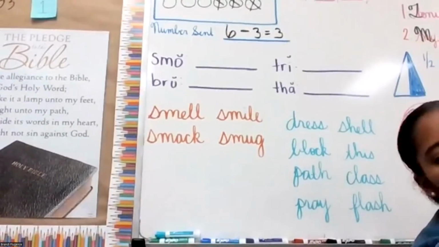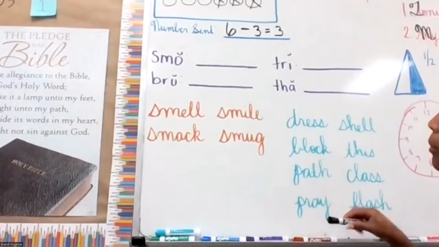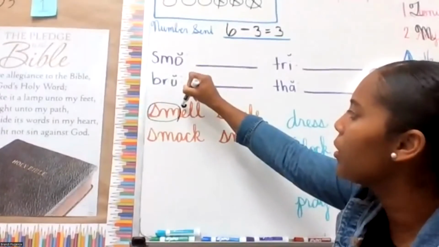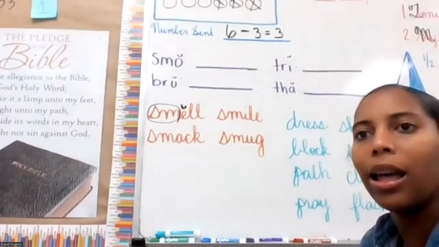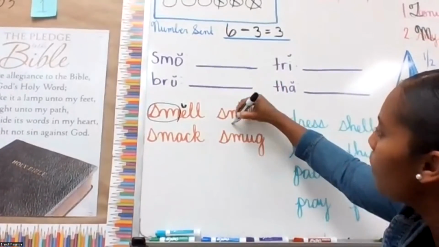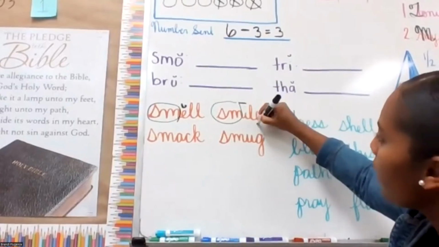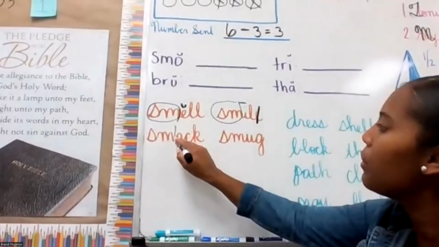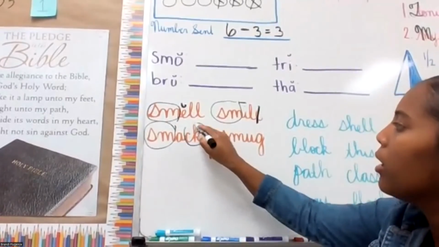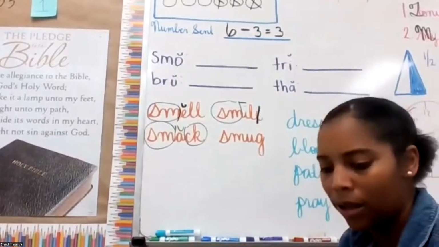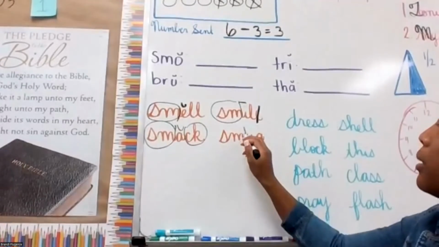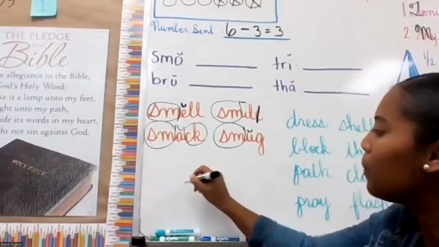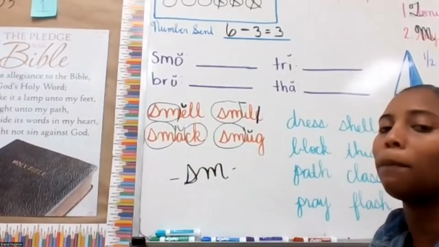All right, let's practice SM. Okay, so I have S M, S M, sharp vowel E, F. What's the word? Smell. Next one, S M, long vowel I. Cross out the E. What's the word? Smile. Next, S M, C K, sharp vowel A. The word is smack. And then last one, S M, sharp vowel U. The word is smug. So that is special sound SM that says sm, as in smug.